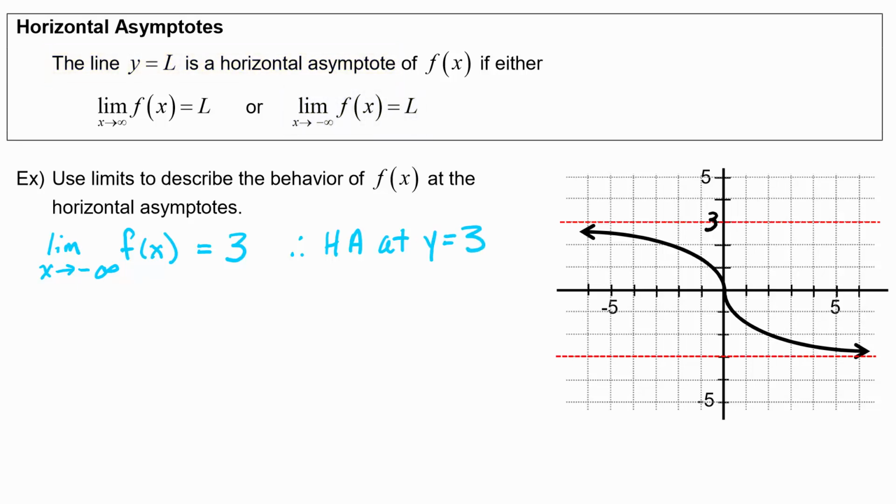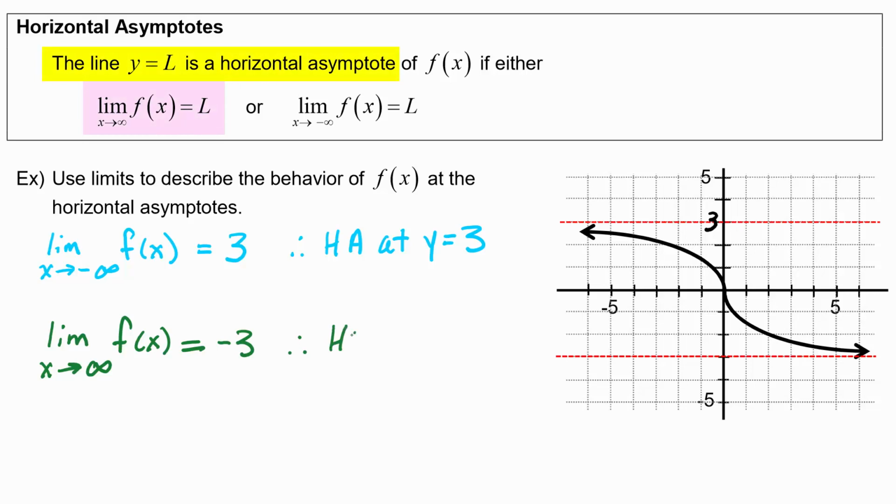Now if we compare that to the limit as x goes to positive infinity of f of x, we look at the graph, and as x goes towards infinity, y is going towards negative 3. So that limit equals negative 3. Therefore, there's a horizontal asymptote at y equals -3.